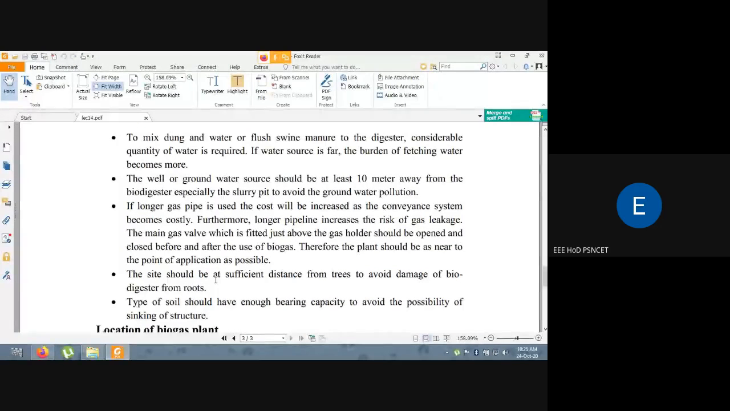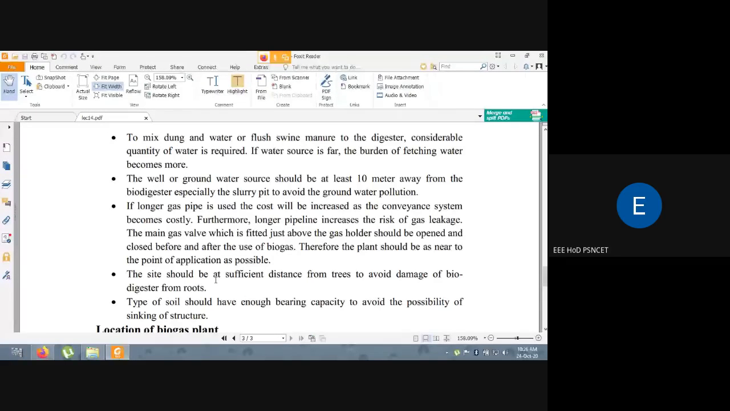And the next thing, to mix dung and water or flush this swine manure to the digester, a considerable quantity of water is required. Okay, so we have discussed earlier 25 kilograms of cow dung is mixed with 25 liters of water, for a simple structure. If you would like to build a huge biogas plant, there is a huge requirement for water. Okay, so the water source should be available nearby the biogas plant. So it avoids the transportation charges and all.